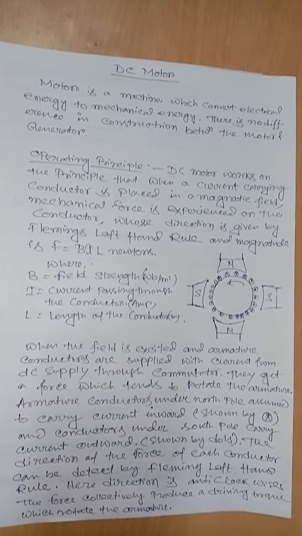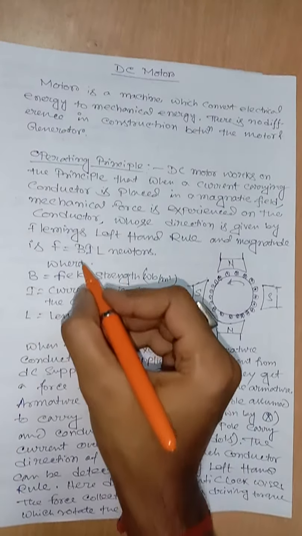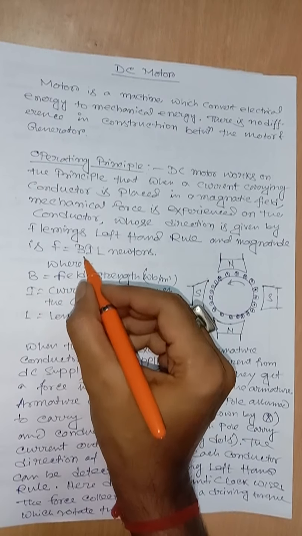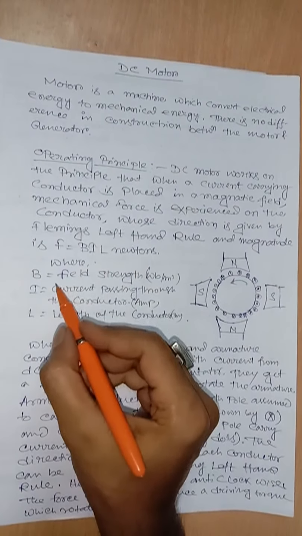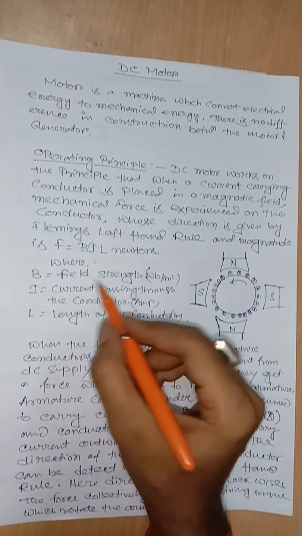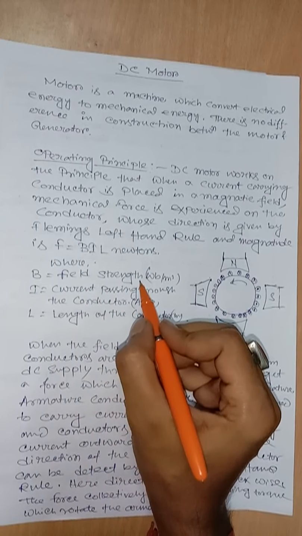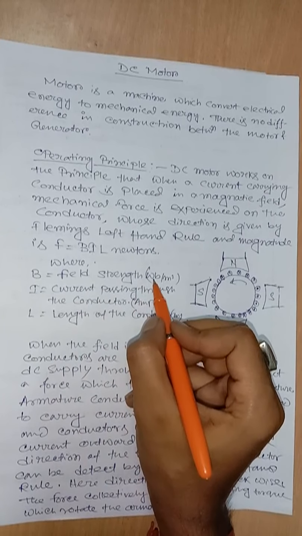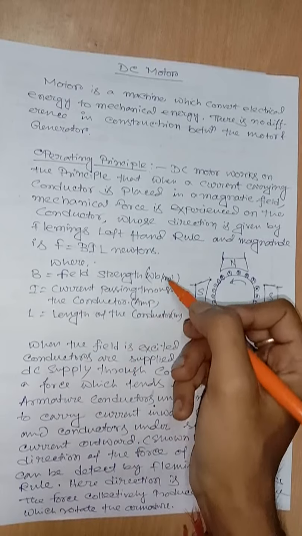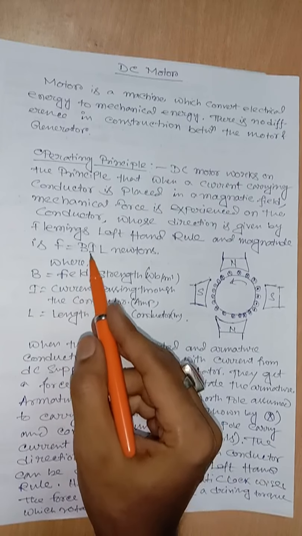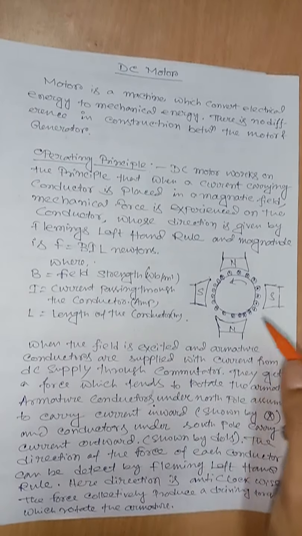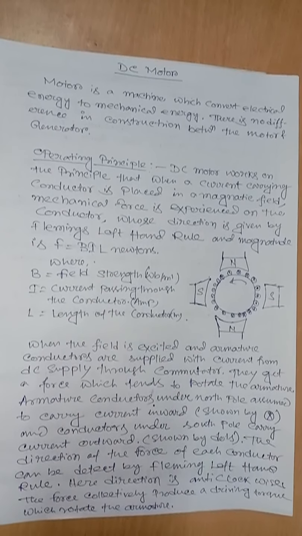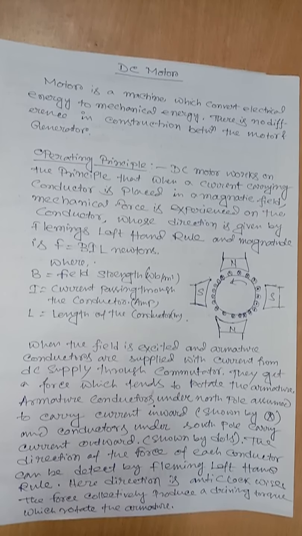and magnitude is F equals B into I into L newtons, where B is the magnetic field strength, and its unit is Weber per meter square. I is the current passing through the conductor, and its unit, as we know, is ampere. And L is the length of the conductor, and its unit is meter.